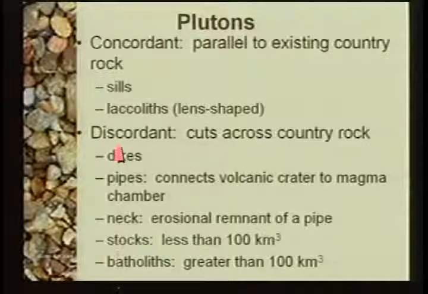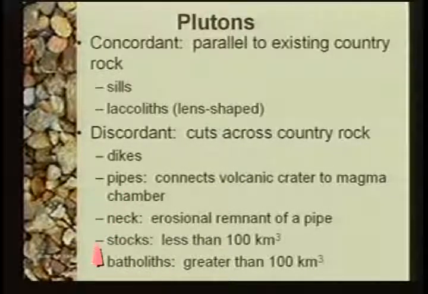The discordant igneous bodies, the ones that cut across the country rock, can be simple dikes, or if we're looking at a volcanic structure, that original structure that connected the crater to the magma chamber down below is referred to as a pipe. If over time the volcano no longer erupted and much of its exterior was eroded, leaving behind only the resistant part of the igneous rock that connected that crater to the magma, it's now referred to as a volcanic neck. This is the erosional remnant of the pipe.